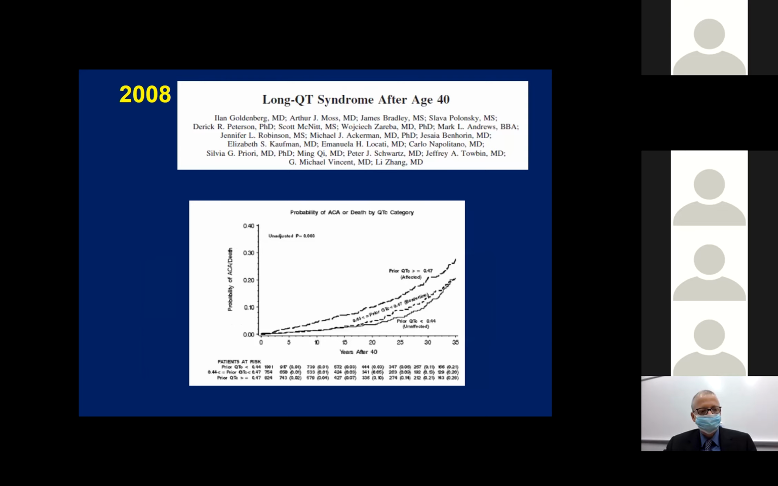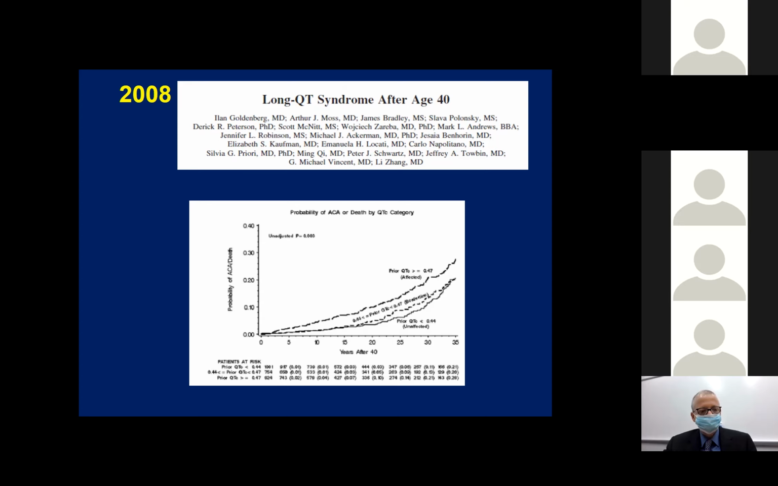And what's important, we also learned from Dr. Ilan Goldenberg's wonderful paper that long QT is not only a disease of children and adolescents when they have cardiac events. This disease stays with you, and this is a Kaplan-Meier curve which starts at age 40 and goes for 35 years, so up to age 75, indicating that patients who have QTc above 470 still at that older age have higher risk of cardiac events.